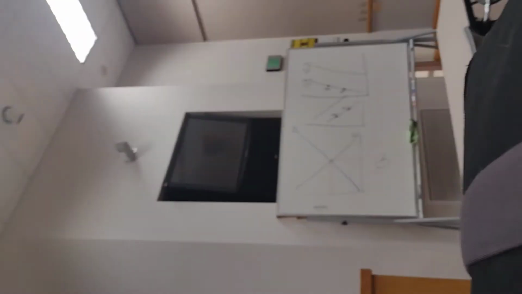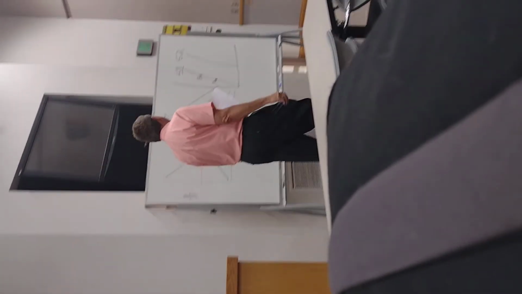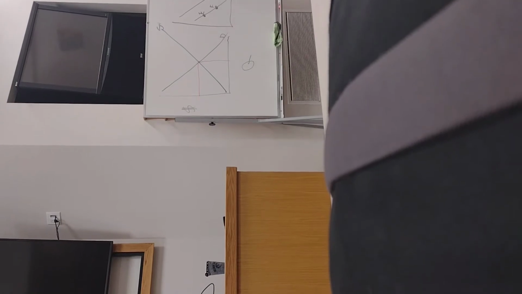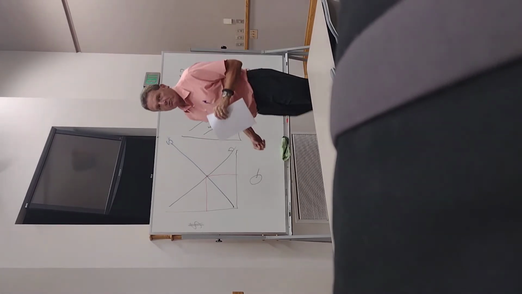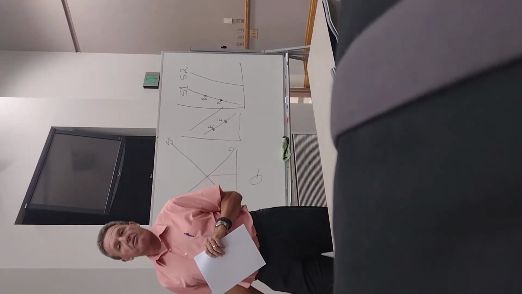True or false? A surplus will occur in a market when the price of a product is greater than the equilibrium price. So we're getting this graph here. What do you think? True.